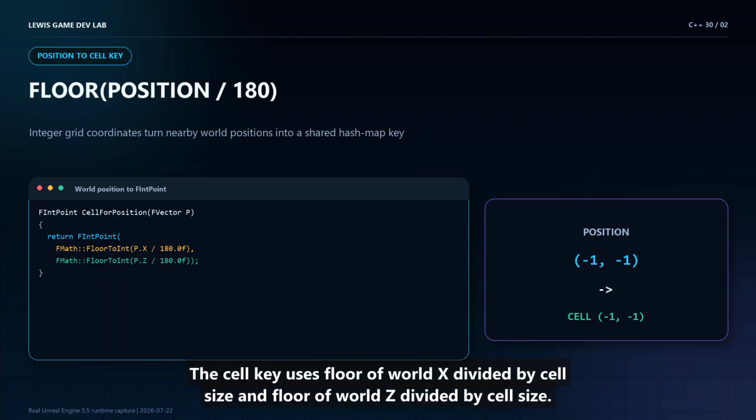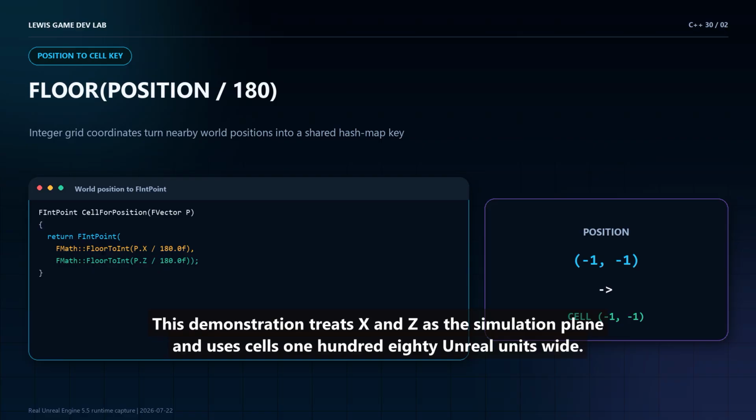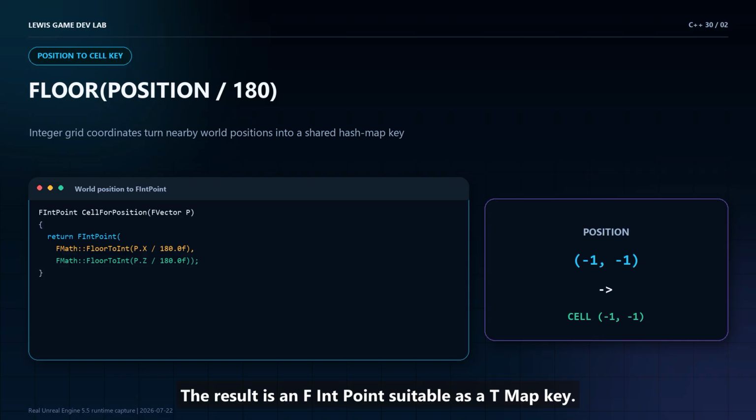The cell key uses floor of world X divided by cell size and floor of world Z divided by cell size. This demonstration treats X and Z as the simulation plane and uses cells 180 Unreal units wide. The result is an FIntPoint suitable as a TMap key.